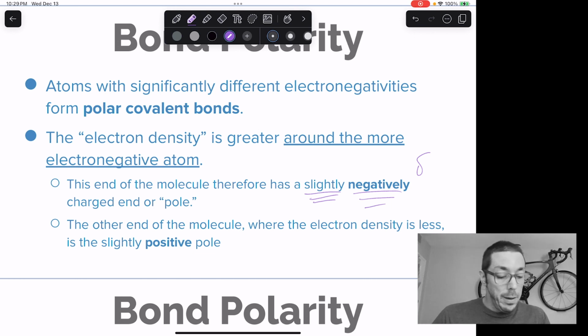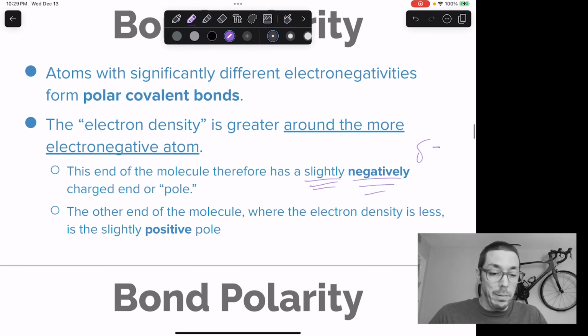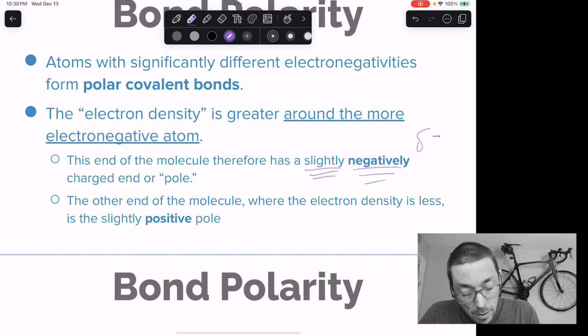Delta negative. If you see that, it indicates that one side is slightly negative. It's not a full -1 charge, just a little bit negative, so it's not an actual ion. The other end of the molecule is the opposite. There's less electron density, so it's slightly positive. The slightly is the delta sign with a plus.